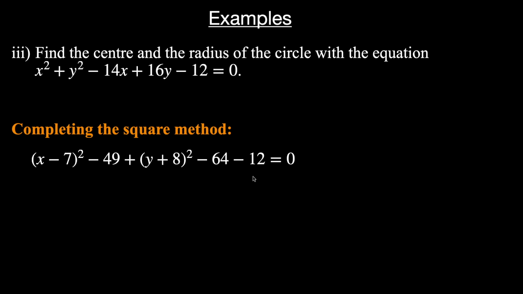Then remember what the general equation looks like. We have all of the constants on the right and these two brackets on the left. So let's do that then. We have x take 7 all squared plus y plus 8 all squared equal to 49 plus 64 plus 12.